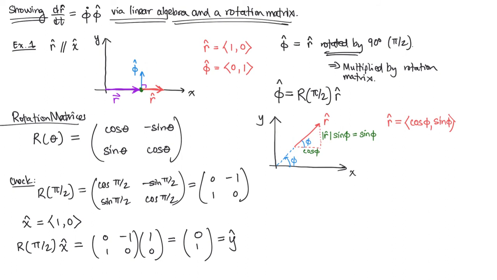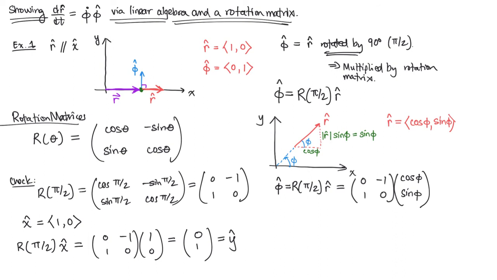So the claim then is that my phi hat unit vector will be equal to a 90-degree rotation of my r hat unit vector, but I now have specific values I can put in for my rotation matrix, 90 degrees. That's 0, -1, 1, 0. And now I also have specific values I can put in for my r hat vector. It's cos phi, sine phi.